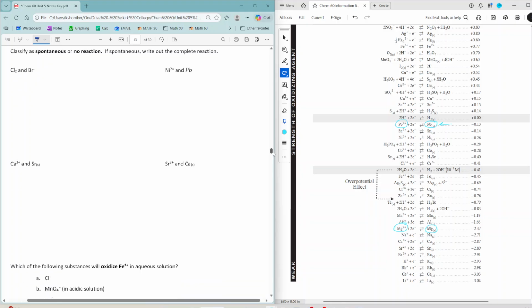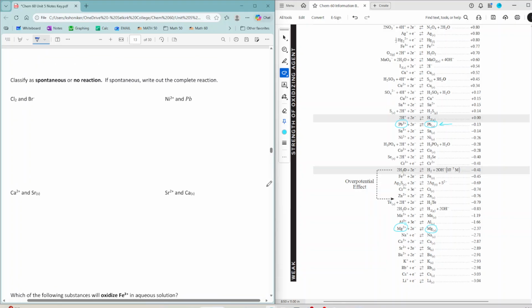Okay, so I've got a list here of 4 different pairs of reactants, and we want to determine if the reaction is spontaneous or if no spontaneous reaction would occur. So I argue, and this is the way the textbook wrote it, I argue there are 3 scenarios: spontaneous, non-spontaneous, and not possible, but they've just said spontaneous or not. So it's almost like no reaction. It's just not spontaneous. Okay, so we're looking to see if they're on opposite sides of the table.